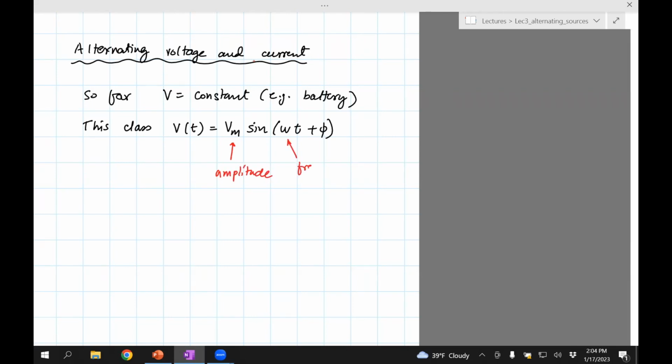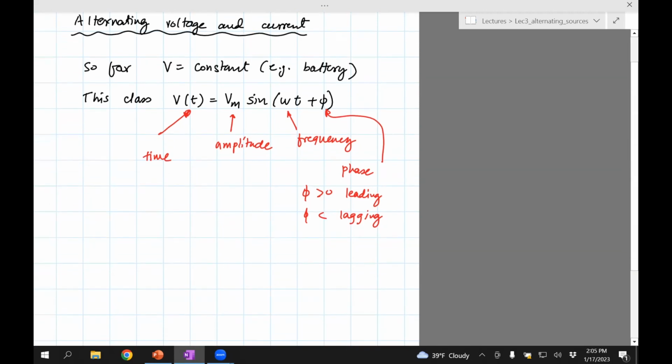Omega is the frequency. t is clearly the time. And phi is the phase. So if phi is greater than 0, it's called a leading signal, and phi less than 0 is lagging. When I say leading and lagging, that is with respect to a signal which doesn't have the phase. So if phi was 0 on another signal, then how would you compare this signal with that one? That will be clear in just a bit.